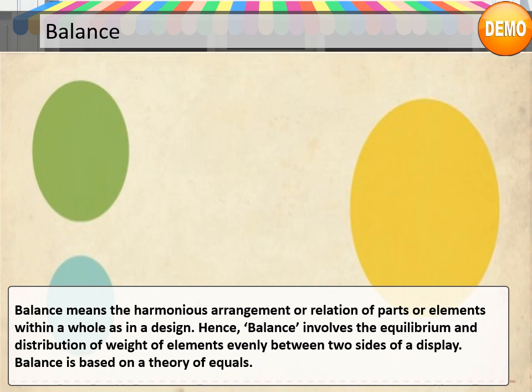Balance means the harmonious arrangement or relation of parts or elements within a whole as in a design. Hence, balance involves the equilibrium and distribution of weight of elements evenly between two sides of a display. Balance is based on a theory of equals.